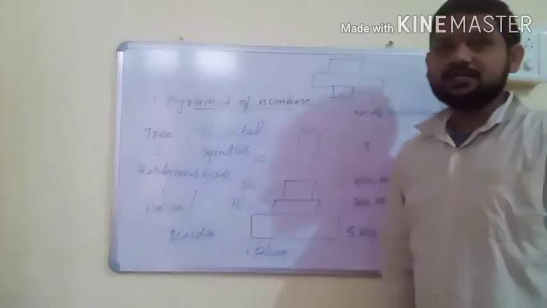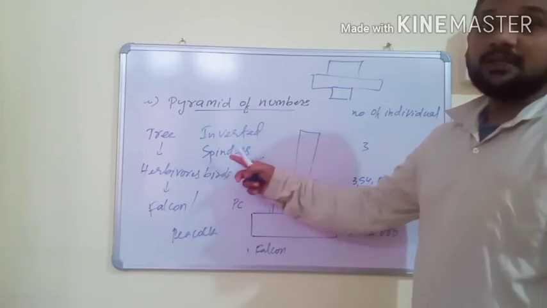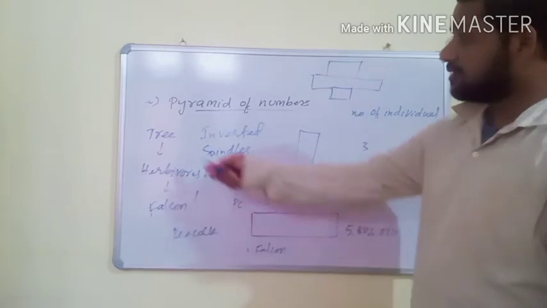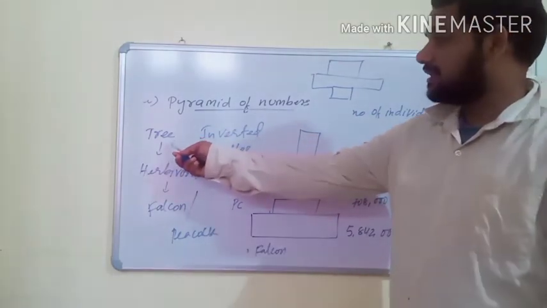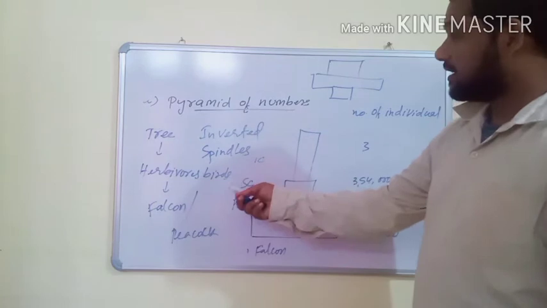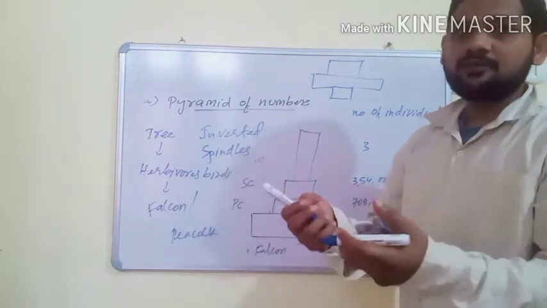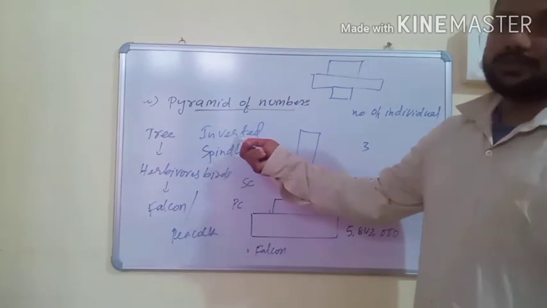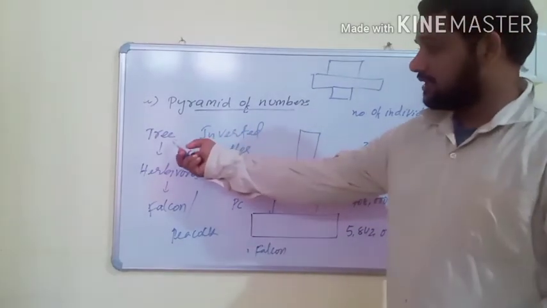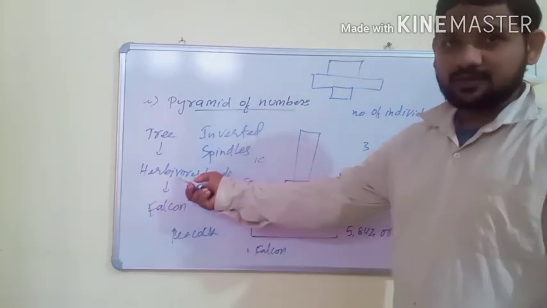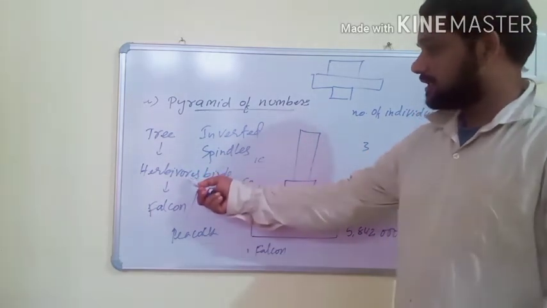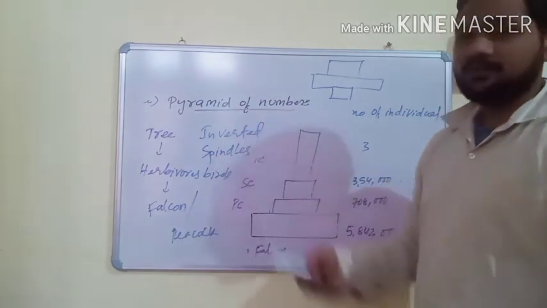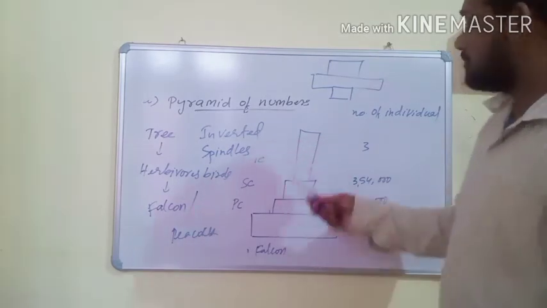In many cases the pyramid of number is upright, but there is a possibility for inverted and spindle shaped types of pyramids. For example, in a forested area a single tree produces a large number of herbivores. The large number of herbivores supports a large population of ectoparasites. In such cases the pyramid of number will be inverted. If a single tree supports a large number of herbivorous birds, then herbivorous birds again support comparatively very few falcons. In such cases the pyramid of number shall be spindle shaped. So this is the pyramid of number.